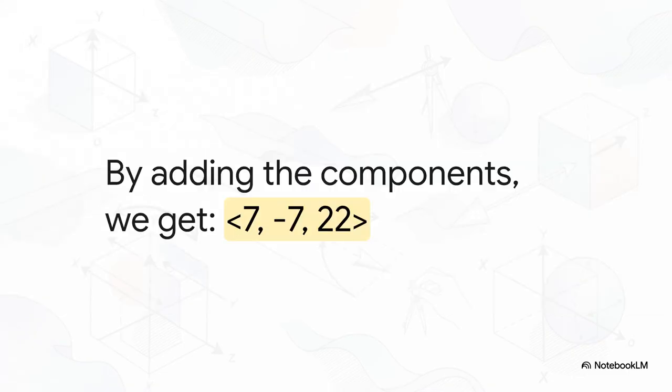For the x component, we take 9 plus negative 2, which gives us 7. For the y, it's negative 3 plus negative 4, which is negative 7. And for the z, 12 plus 10 gives us 22. See, breaking the problem down into smaller steps makes it totally manageable.